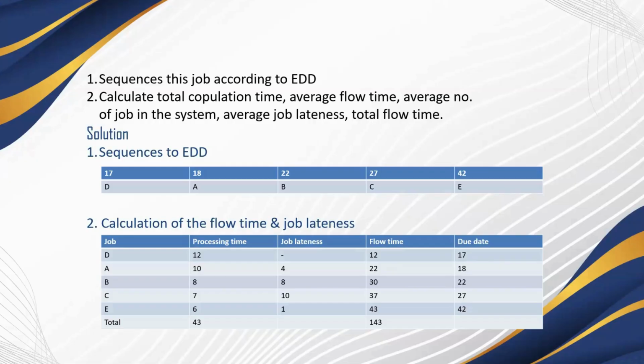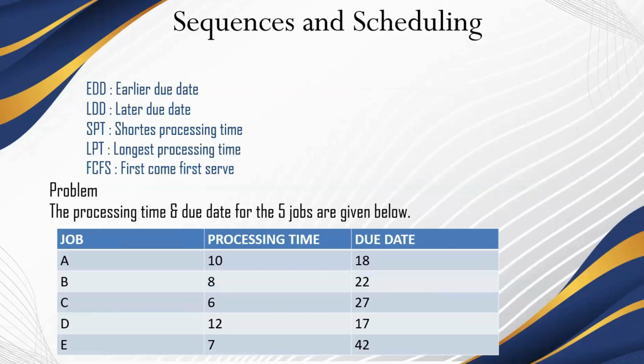For that, we will select the number which is the least from the due dates. So the smallest number is 17, then 18. So we will go in a systematic way, calculating the sequence. And so we will do 17, then 18, 22, 27, 42.